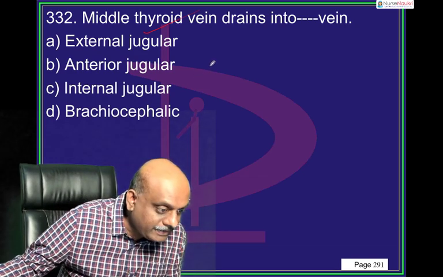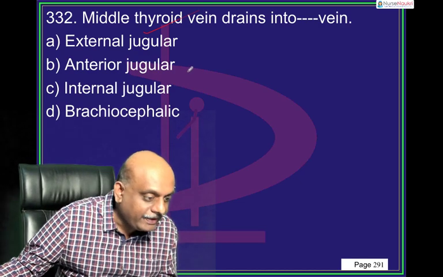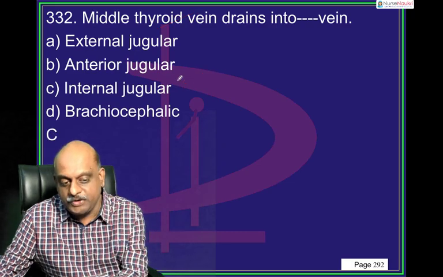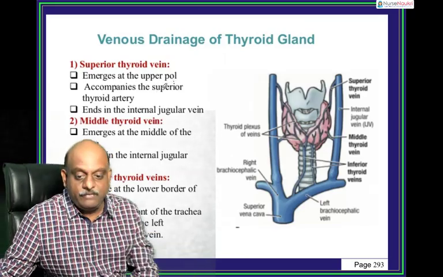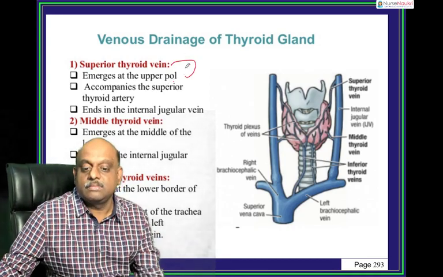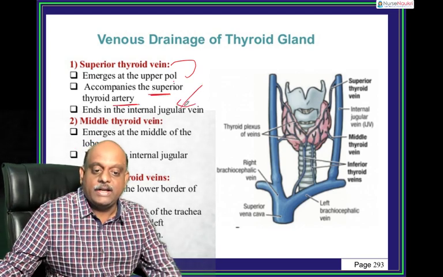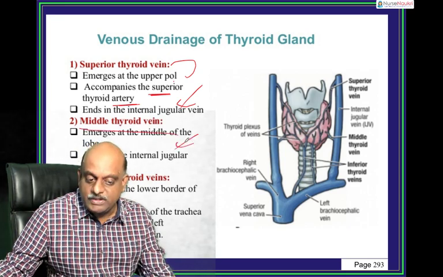Satya and Rajkumar, everyone is saying internal jugular. Absolutely right. So अगर आप venous drainage of the thyroid देखें तो superior thyroid vein, it accompanies the superior thyroid artery, ends in internal jugular. And middle thyroid vein ends in internal jugular.